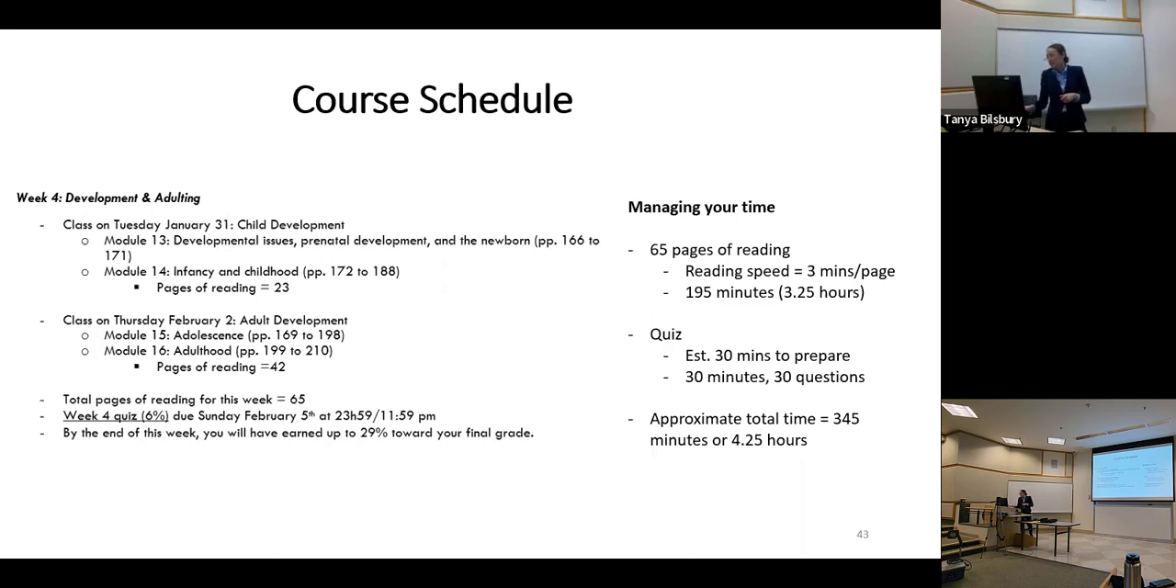Reading speed might be slower for content you find more difficult or less interesting. So I like social psychology, and I'll read an article or a chapter on that like a hot knife through butter, right? Like at 1 minute a page, but I don't love sensation and perception. I find the material more challenging, and that's like a 5 minute a page for me.